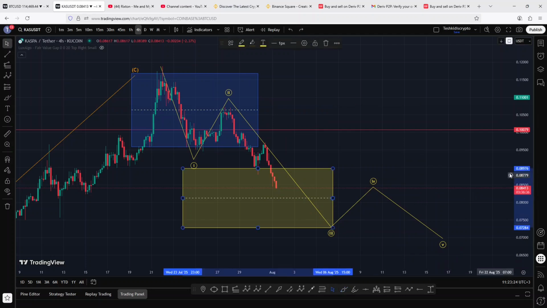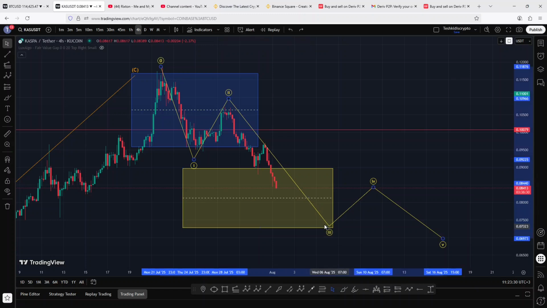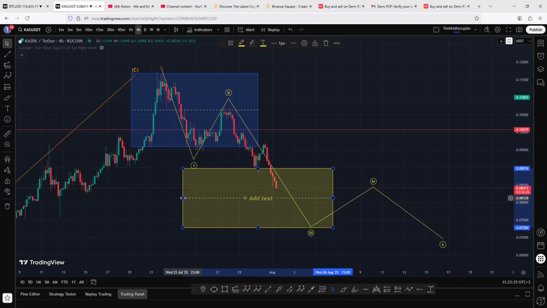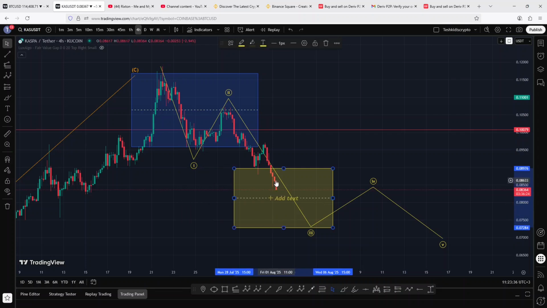Also remember that we can find support within this support box over here that lies between the 0.08976 and the 0.07284. And if by any chance we find support within this yellow target area, there's a very high chance that we can get a short-term bounce in the next coming hours. Then afterwards we can continue with our bearish movement to the downside.